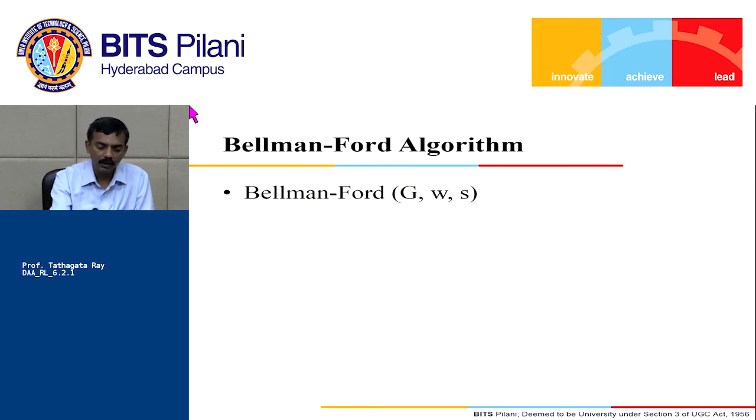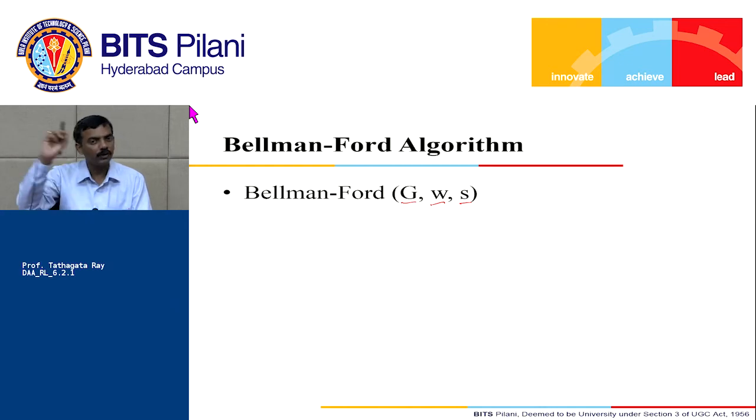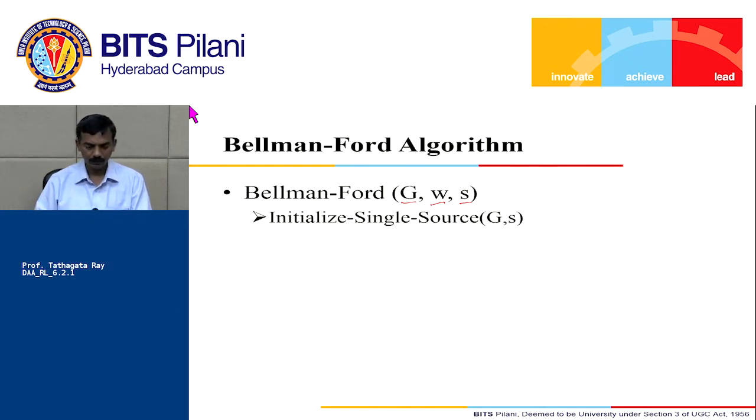You are going to work on a graph G. It is a weighted graph, weights are given, and you have a source vertex. You have to find the shortest path from the source vertex to every other vertex. So the first step is to initialize this graph. We call a routine called initialize single source (G, S). What it will do is, corresponding to every node, we keep track of two things: dV, and the parent of V, the vertex through which I should come to V.